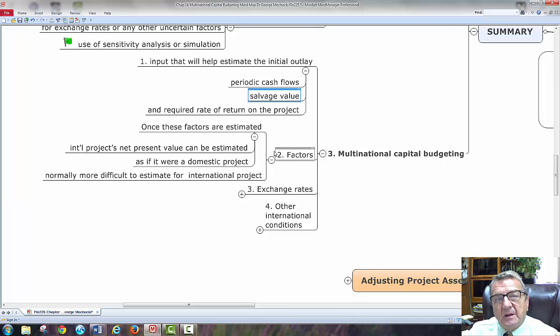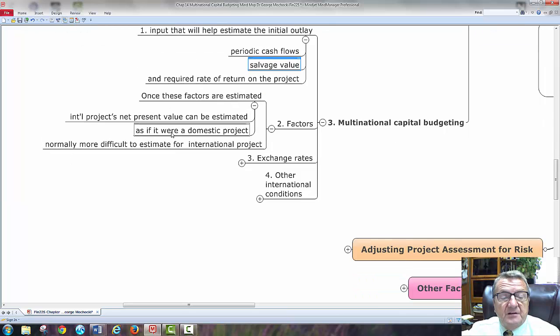So I have a general idea. Or when do you think your break-even point is, or when do you think this project has to be up and running? Just some variables that you should have out there, okay? Once these factors are estimated, the international project's net present value can be estimated as if it were a domestic project. Once I have the numbers, it's no different than what you did in the corporate financing course domestically. I've got the capital, I'm running the regular project, here's the money, I'm distributing it, because I already have it all converted into the currency that I'm utilizing.